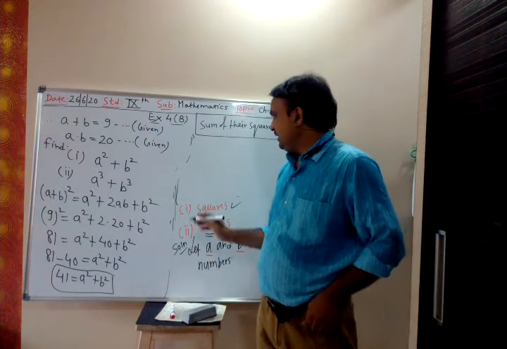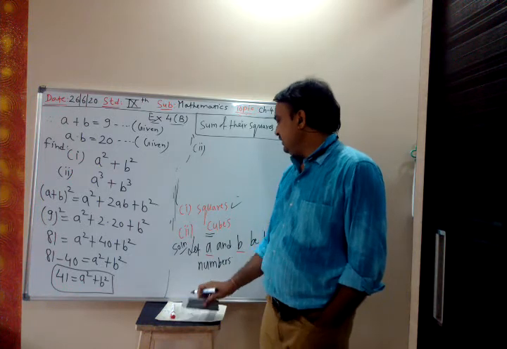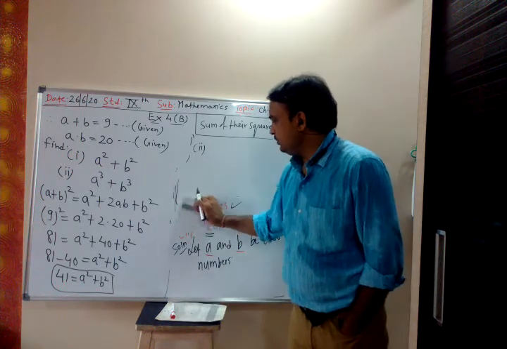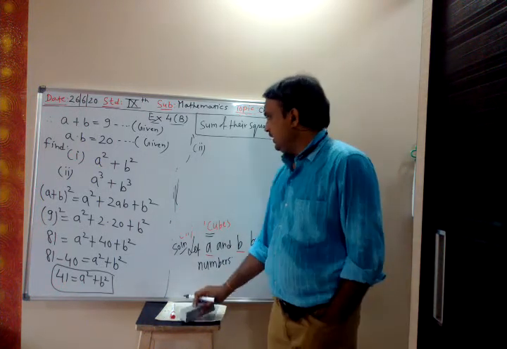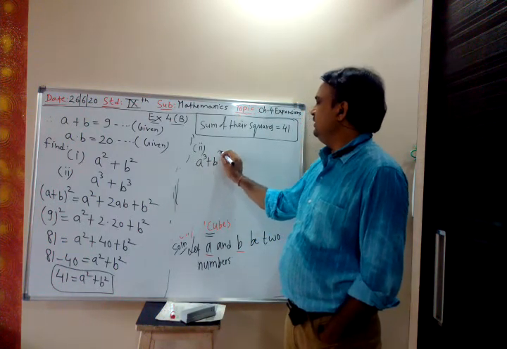Now let us find the second part. Find the sum of their cubes, A cube plus B cube. Use the direct formula for A cube plus B cube.